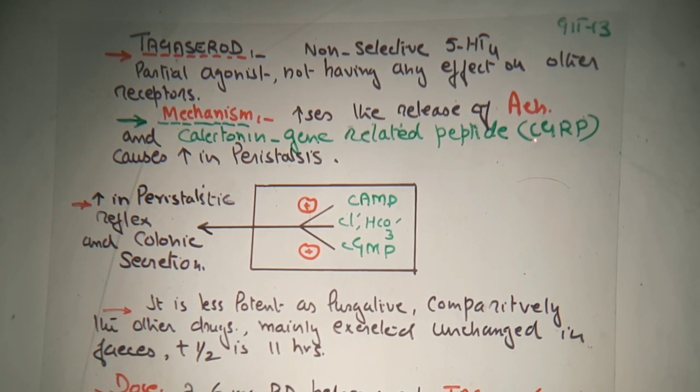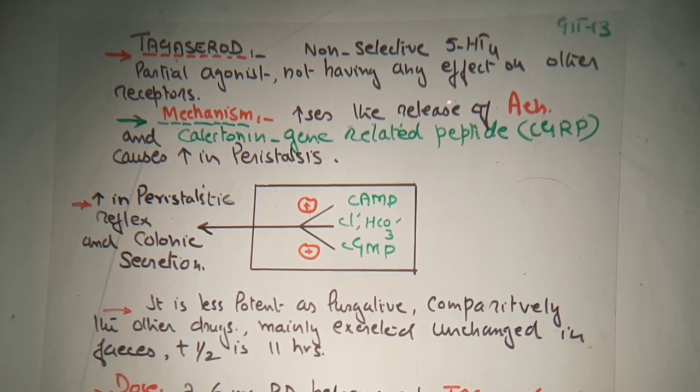CGRP, calcitonin gene-related peptide. Now, this is the effect of acetylcholine in the bowel or the intestine. It increases the release of acetylcholine. It causes the release of a peptide known as calcitonin gene-related peptide, and this peptide causes an increase in the peristalsis.